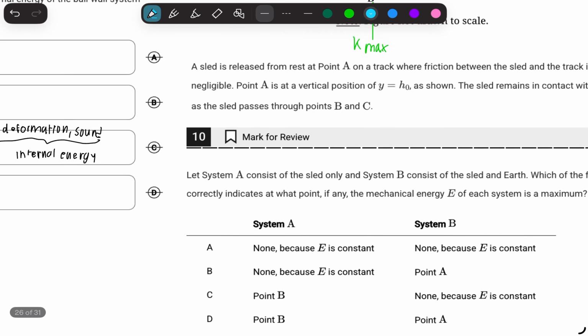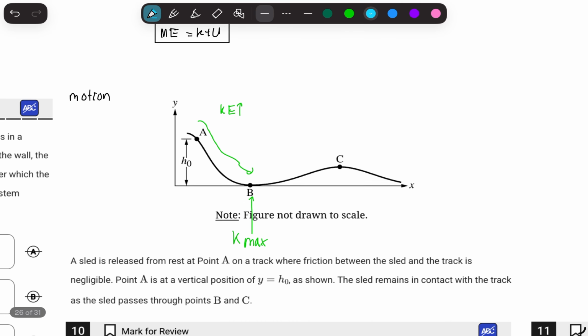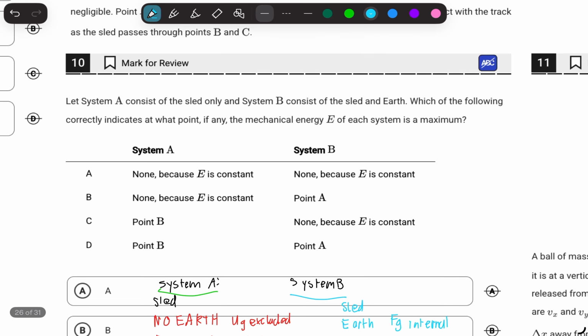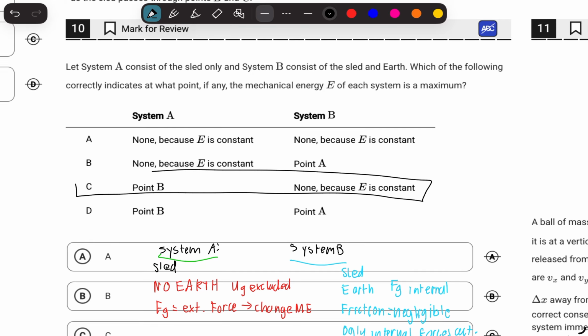So for system A, your maximum is going to be when you're at point B. And for system B, everywhere your energy is going to be constant. So your answer is going to be where that is stated. And that's going to be C here.